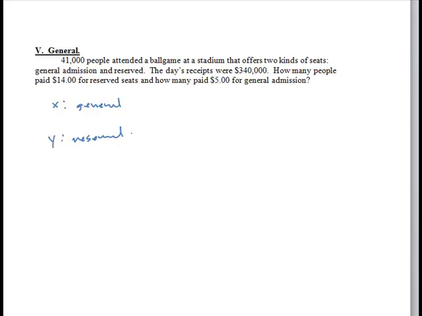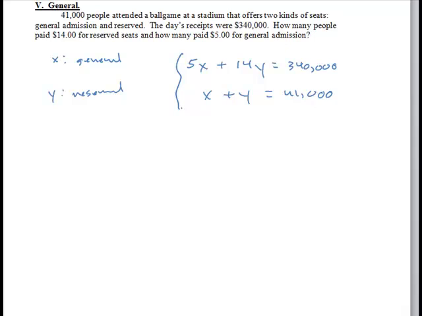The problem deals with two different types of information. One is just attendance, the other is money. So we're going to have one equation represent money, the other one attendance. It tells us that the general admission tickets were just $5, so we represent that as 5x. The reserved were $14, so 14y, and that's going to be equal to the total amount of revenue for ticket sales, 340,000. The amount of general seats plus the amount of reserved seats is going to be equal to the total number of seats or attendance, 41. So now we have a system of two linear equations.